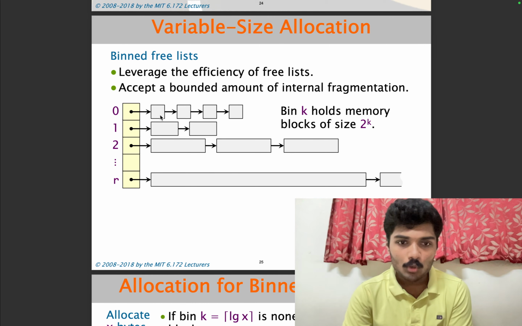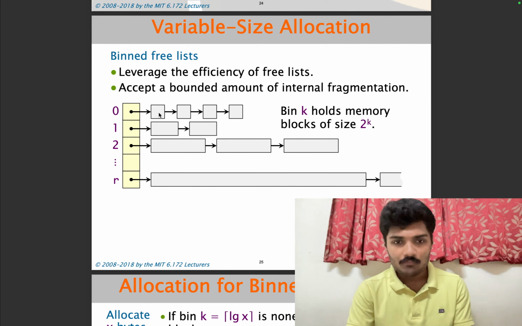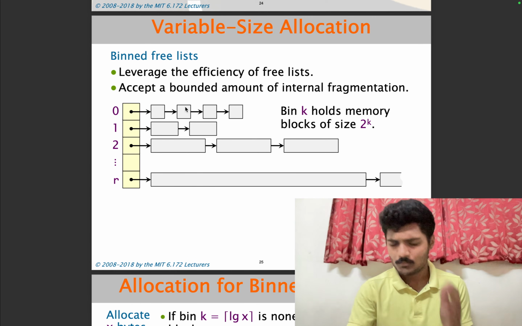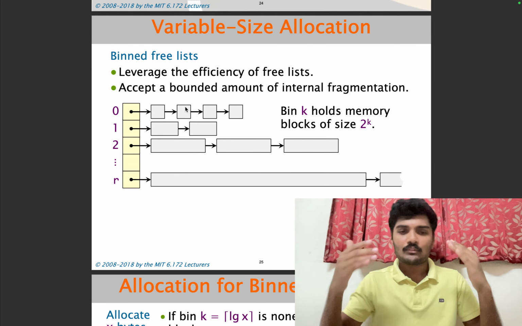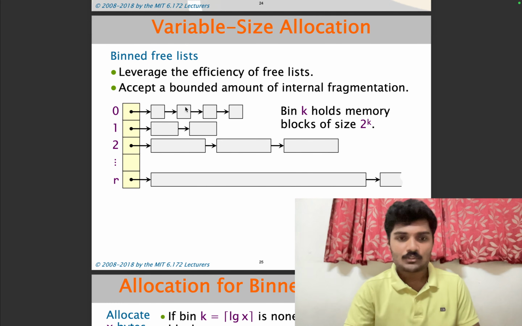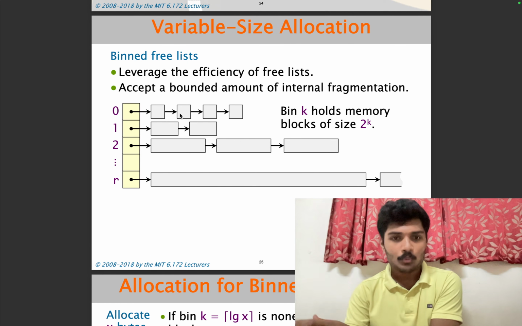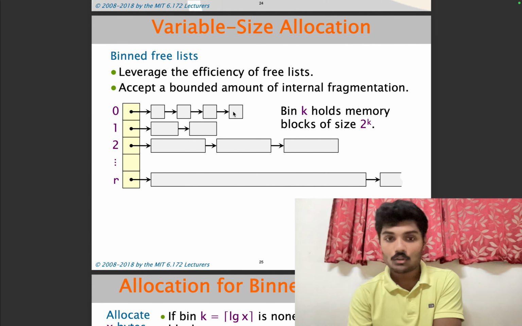So this is a block of memory of size 1 pointing to the next size 1, next size 2, next size 1, not size 1. Wait, why am I confusing? I think I'm not only confusing you, I'm confusing myself also. But yeah, let's go. So a block of size 1 is pointing to another block of size 1, which is pointing to another block of size 1, which is pointing to another block of size 1.